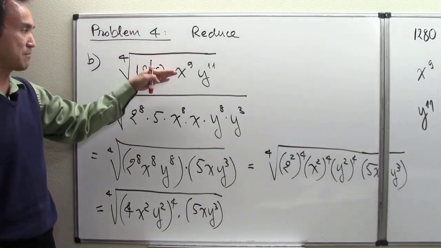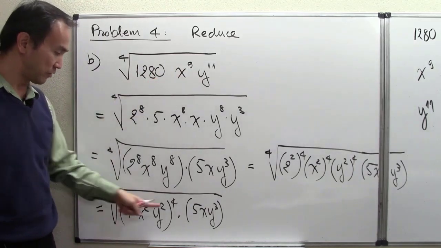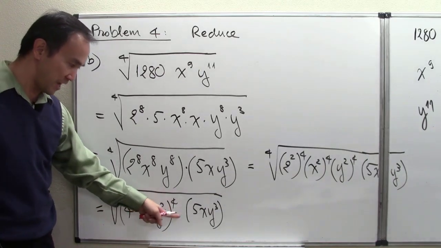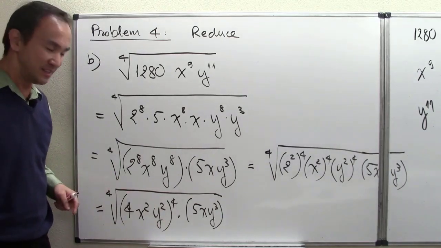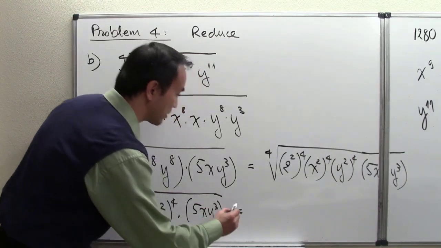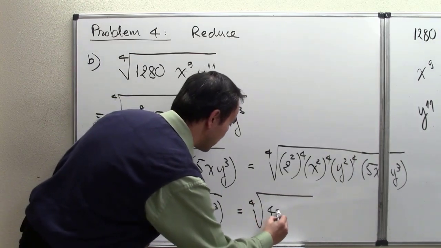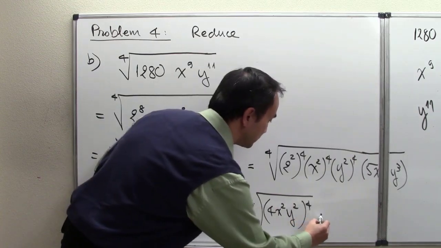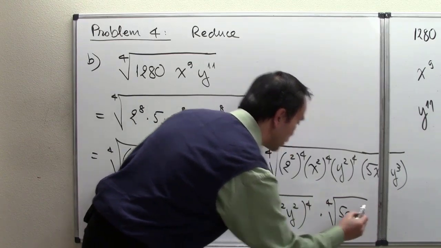And then in product with the 5x y cubed. So that's how I've made my way from 1280x to the 9th, y to the 11th, right? To re-express it as a product between 4x squared, y squared, all to the 4th power, and 5x y cubed. That product is inside the fourth root. So now with the property we have just learned right there, now I can rewrite it as the fourth root of 4x squared, y squared, all to the 4th, times the fourth root of 5x y cubed.